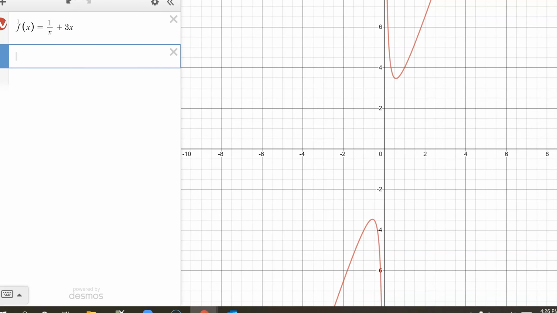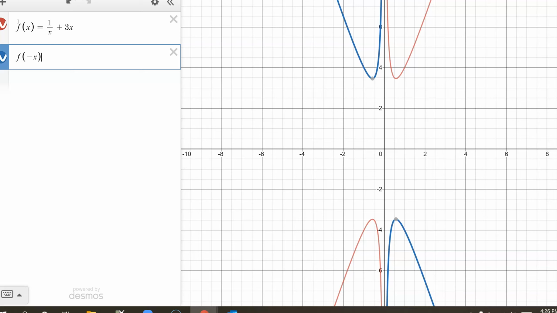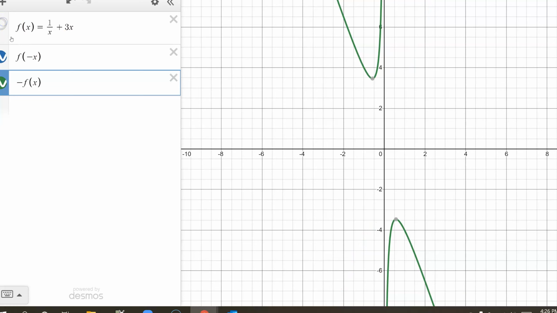If I have f of negative x, obviously that's going to be the reflection, but that should be the same graph as negative f of x. So as long as the blue and the green graphs are the same, this is telling me that we have an odd function, because f of negative x is the same as negative f of x. The reflection across the x-axis is the same as the reflection across the y-axis. That is my odd function.